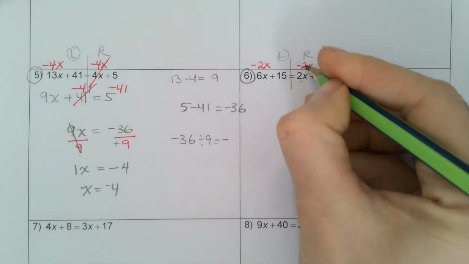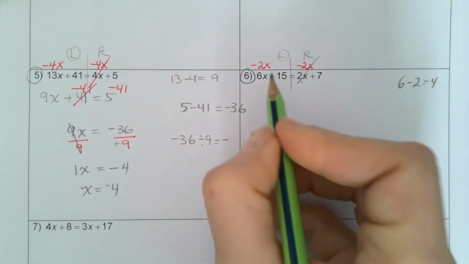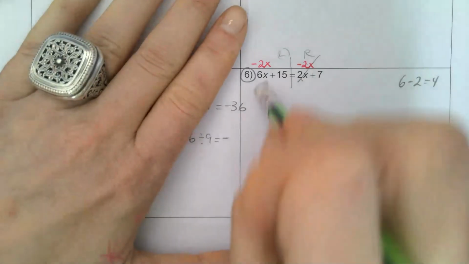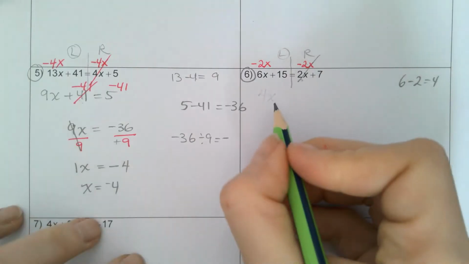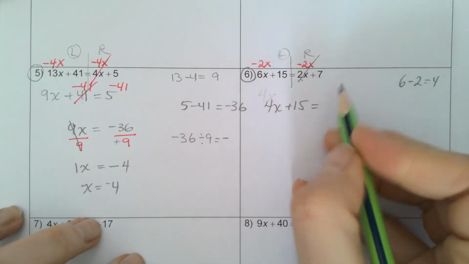So 2x minus 2x is 0. Then I have 6 minus 2, which equals 4. So this is 4x. Let's move it down a bit. So 4x plus 15 equals, that's 0. So now I only have a 7.